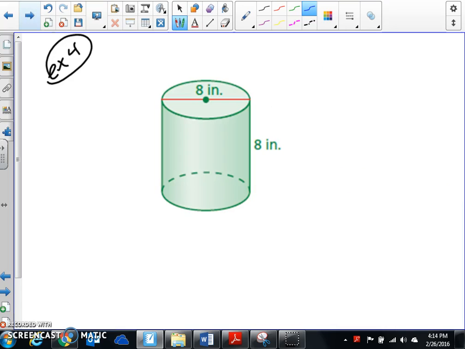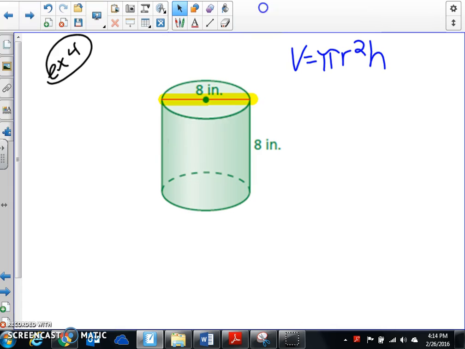All right, so it's a cylinder. Volume equals pi r squared h. First of all, if I look over here, this is the diameter. So I need to go ahead and cut that diameter in half. So radius is 8 divided by 2, which is 4. Okay? Now let's go ahead and plug back in.